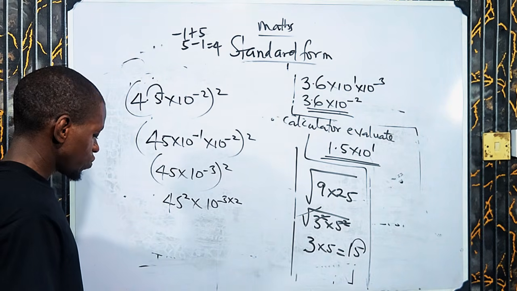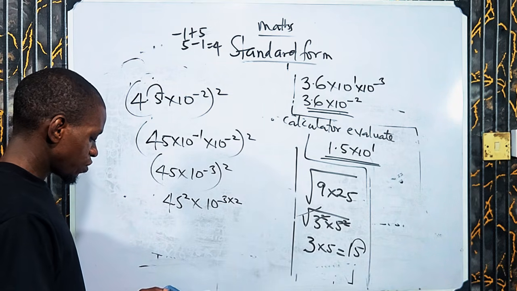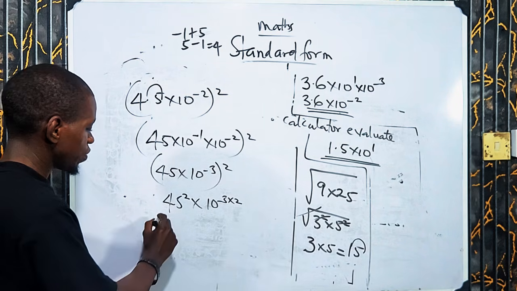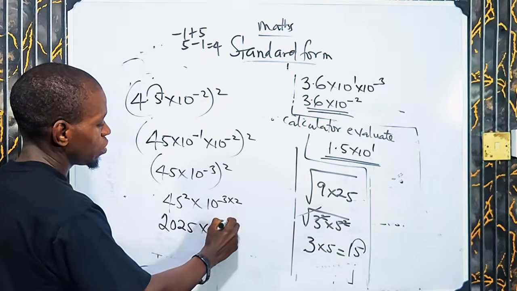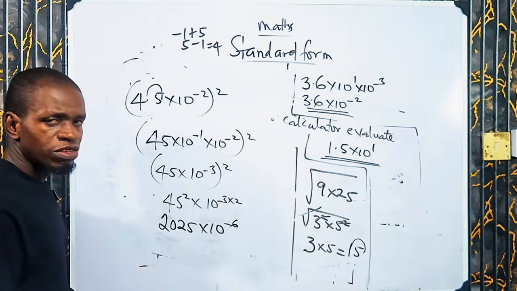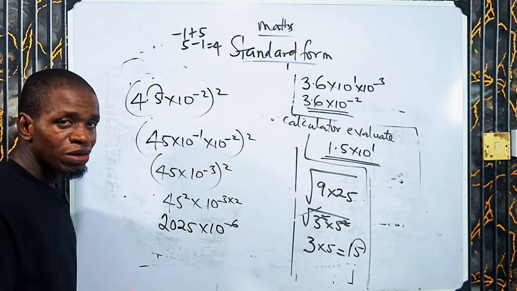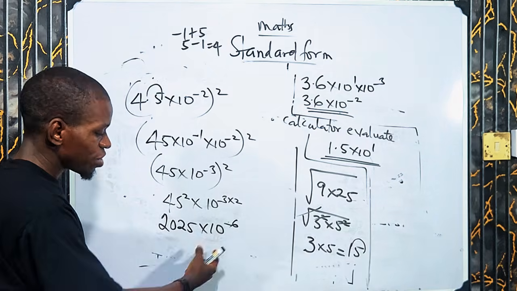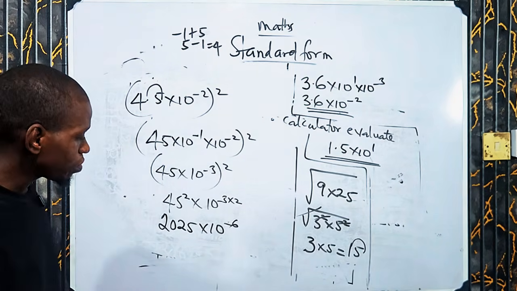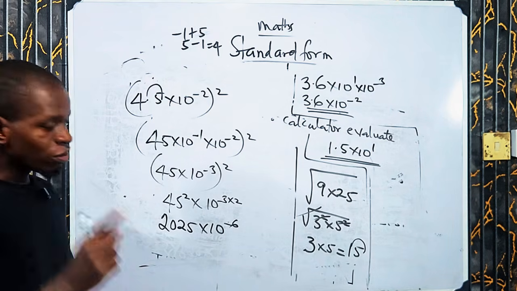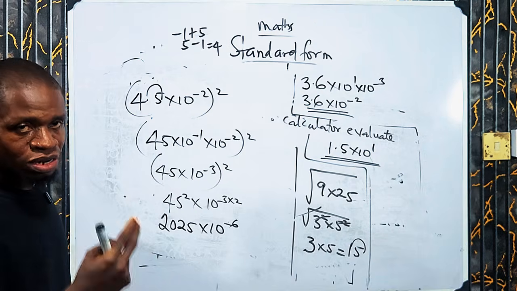So 45 squared is going to give me 2025 times 10 raised to the power minus 6. But this is not a standard form. Why is this not a standard form expression? The rule of standard form says that it must be a number, not all the whole numbers. The number can be 1, 2, 3, 4, 5, 6, 7, 8, or 9.